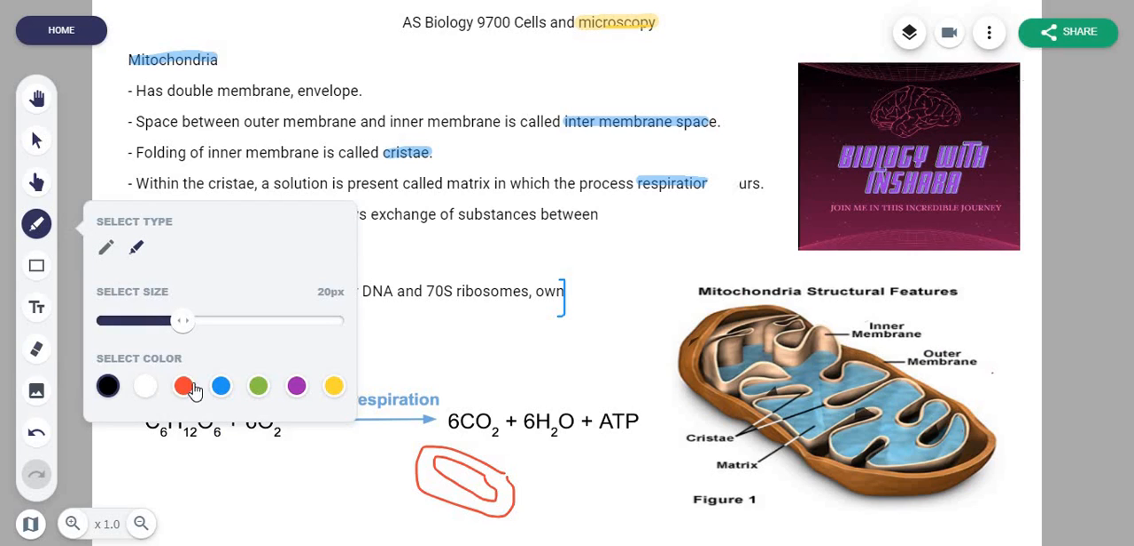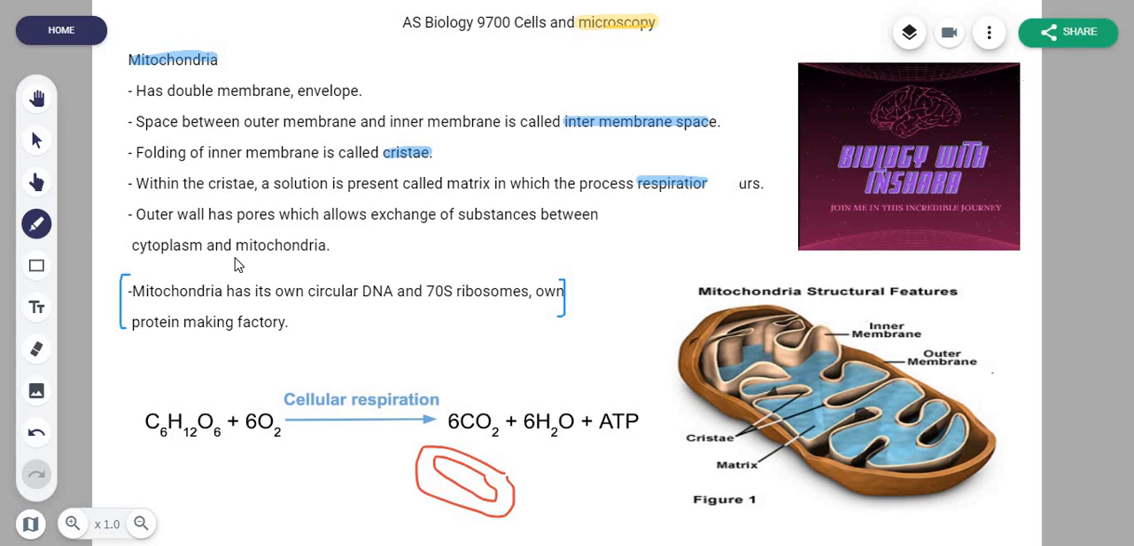So the matrix is basically the space, right? It is actually the space within the cristae. You can see here this blue region that I'm coloring with a red highlighter. It's a solution. There's a liquid in here. So this here is called the matrix.